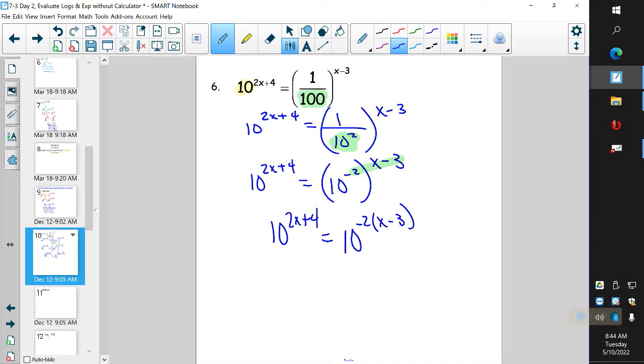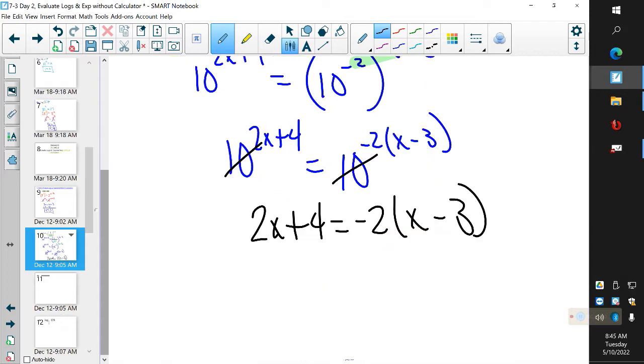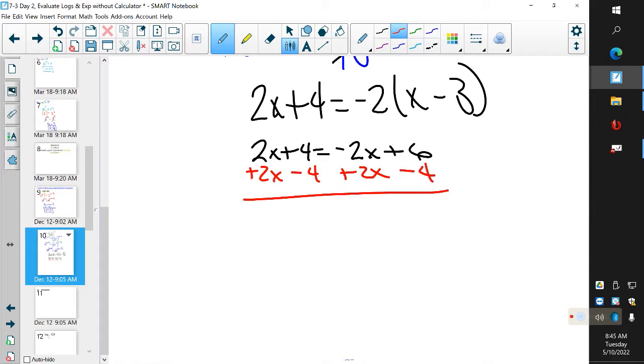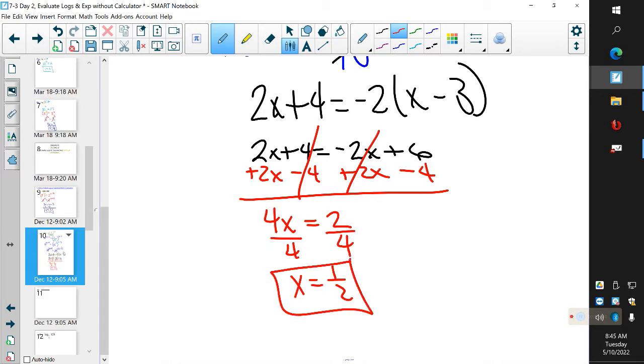Then from there, we're going to go ahead and cross off our bases and set our exponents equal to each other. I'm going to go ahead and distribute. Negative 2x plus 6. I'm going to add 2x over, and I'm going to subtract 4. So this gives me a 4x is equal to a 2. Divide by 4 and reduce the fraction to give you x is equal to 1/2.